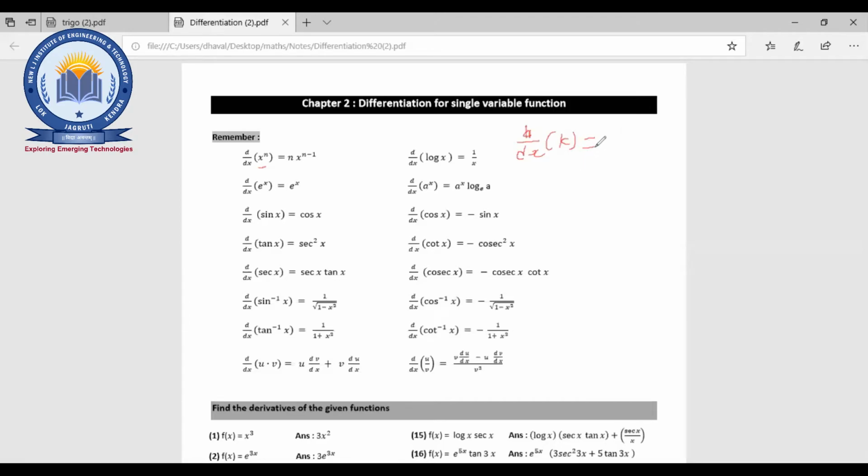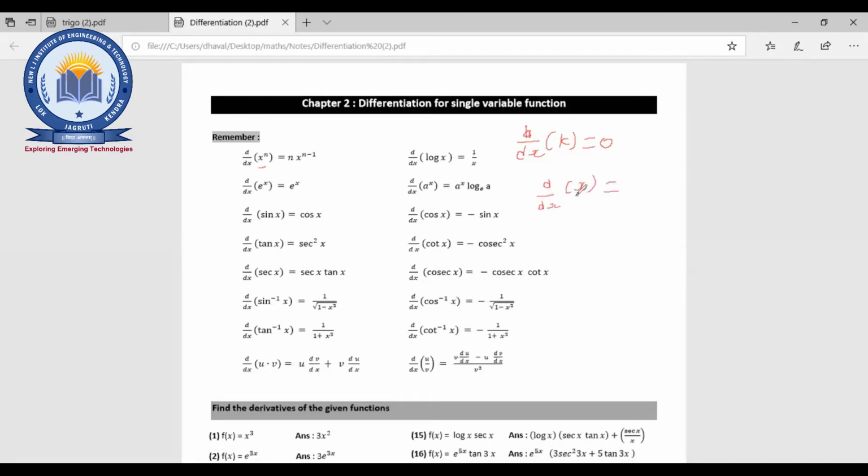Any one student, or write down in the chat box. Okay, 0, right. Any constant will give a differentiation of 0. After that, d by dx of x.